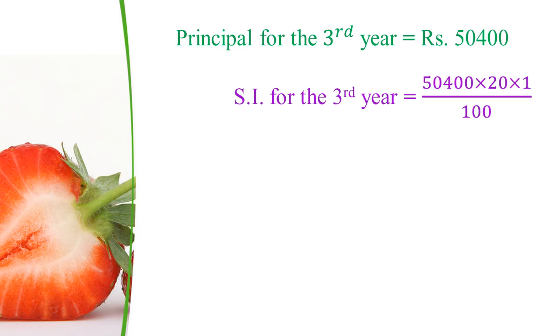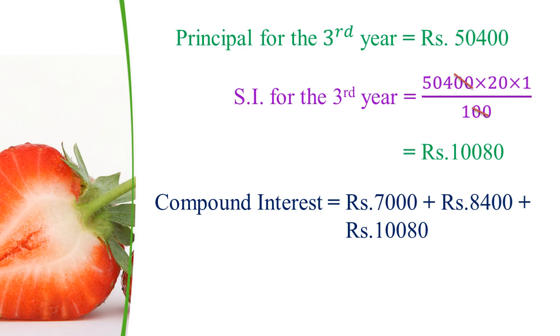Here the principal amount is rupees 50,400 multiplied by R is 20 multiplied by T is 1 by 100. Here two zeros and two zeros get cancelled out. Then multiply 504 and 20 and 1. We get the simple interest for the third year is rupees 10,080.